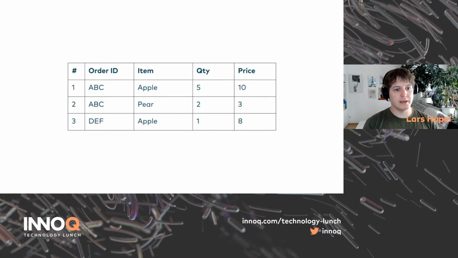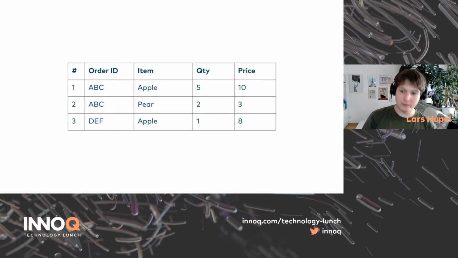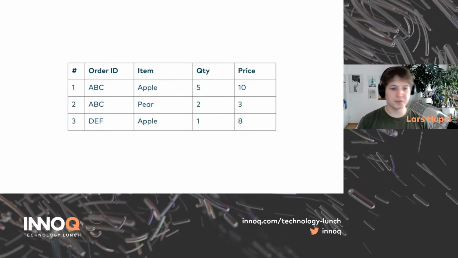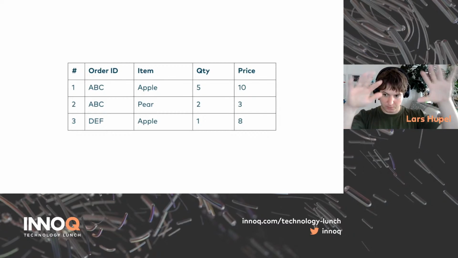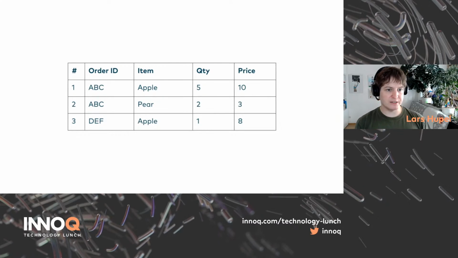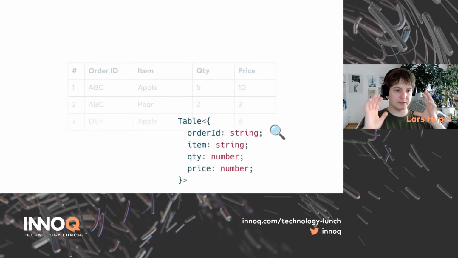We have an item and a quantity and a price. And you already can see that our table here is denormalized. So we have 2 separate rows for a particular order ID, but it doesn't matter for now. Let's just take that for granted. And if I were to write that down as a type in TypeScript, I would say this is a table.